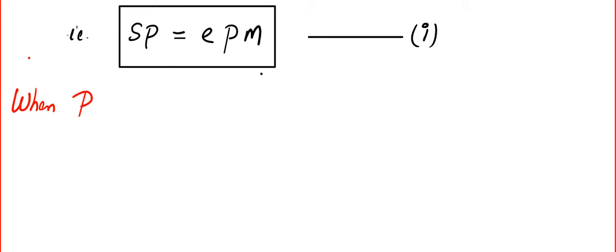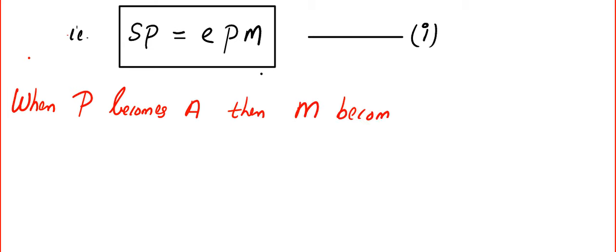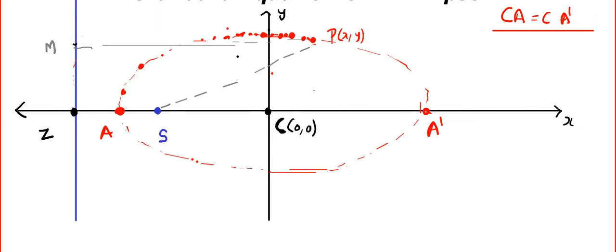When P becomes A, then M becomes Z. It's obvious, it's just your common sense. Look, when we keep on moving, P comes here, P comes here, and you can see M is also coming down, coming down. When it reaches A, M will become Z.